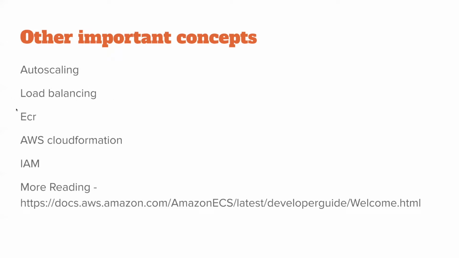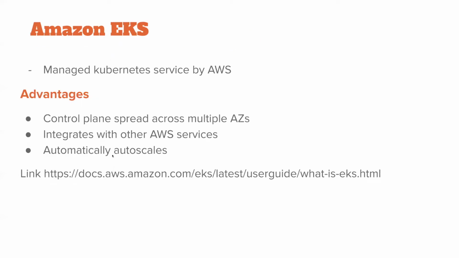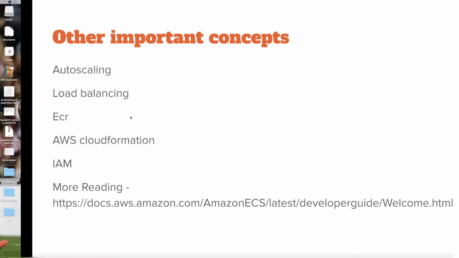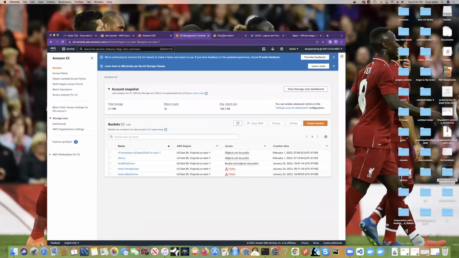ECR, we just talked about this. It's a registry where you store your containers. CloudFormation, we're going to talk about it. It's your infrastructure as code, so don't worry. IAM, roles and management. We talked about that in a previous class, so make sure you watch that video. And if you have questions, make sure you get back to me. So that being said, we're going to go into AWS and start looking at some of those tools we just talked about. Does anybody have any questions?